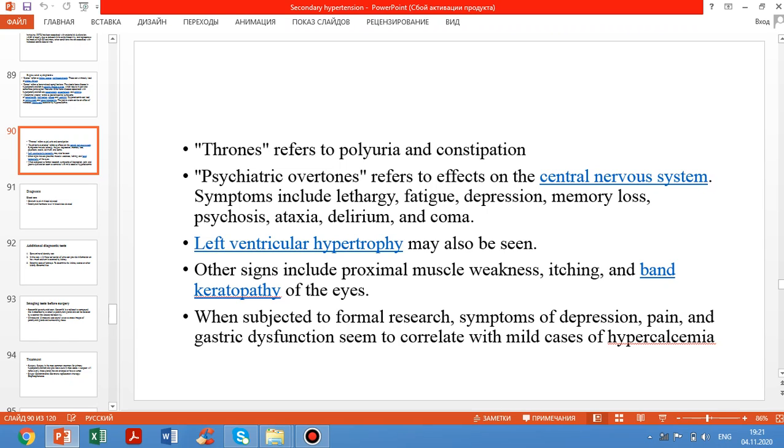Psychiatric overtones refer to effects on the central nervous system. Symptoms include lethargy, fatigue, depression, memory loss, psychosis, ataxia, delirium, and coma. Left ventricular hypertrophy may also be seen. Other signs include proximal muscle weakness, itching, and band keratopathy of the eyes. When subject to formal research, symptoms of depression, pain, and gastric dysfunction seem to correlate with mild cases of hypercalcemia.